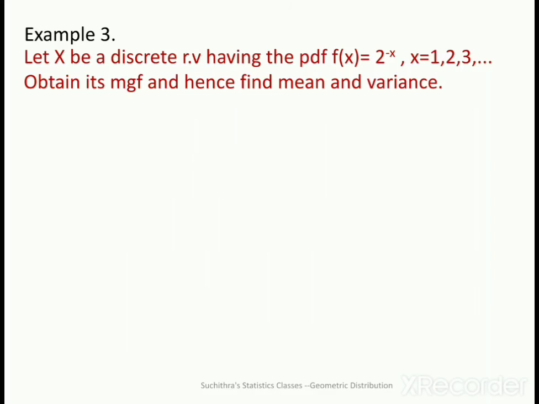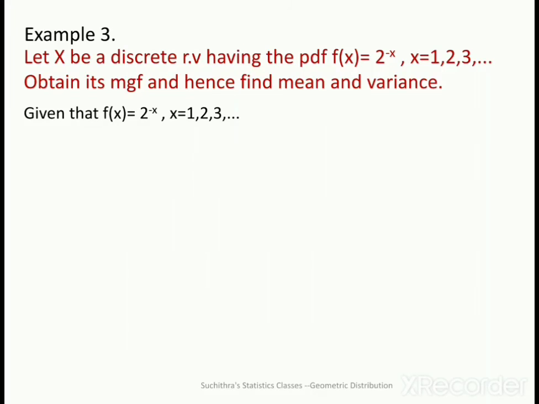Let x be a discrete random variable having the PDF f of x equal to 2 raised to minus x. X takes the value 1, 2, 3, etc. Obtain its moment generating function, hence find mean and variance.